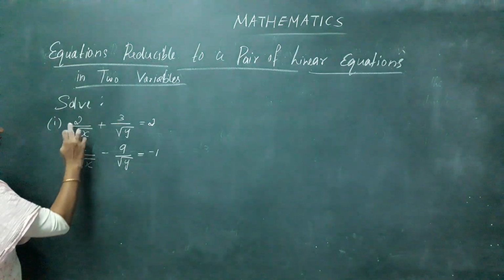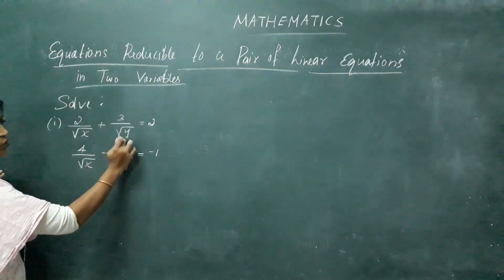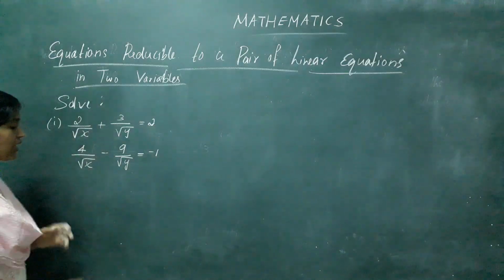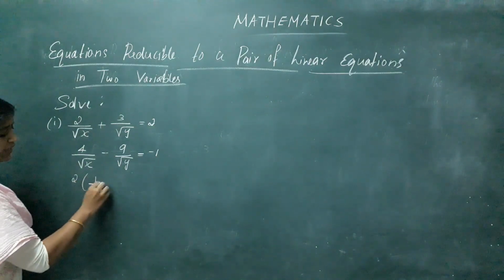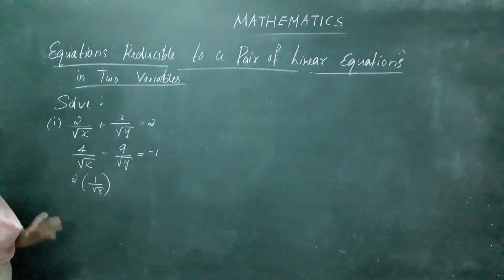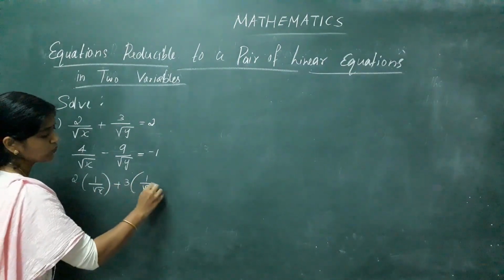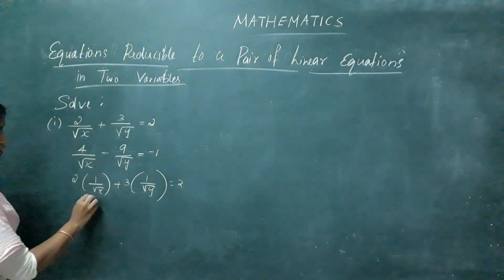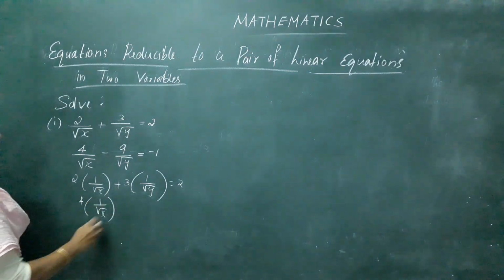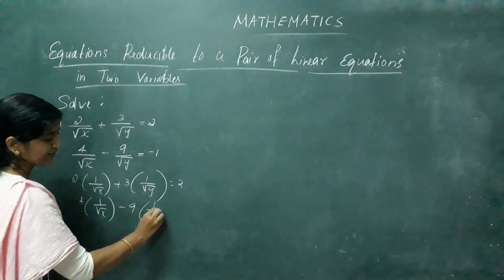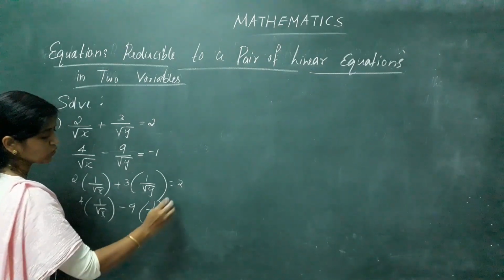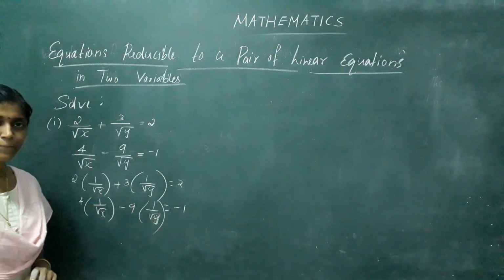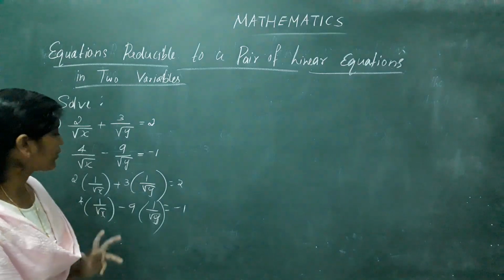For that we have to see 2 by root x plus 3 by root y, 4 by root x minus 9 by root y, which means the same equation can be written as 2 into 1 by root x plus 3 into 1 by root y, that's equal to 2. Again 4 into 1 by root x minus 9 into 1 by root y, that's equal to minus 1.